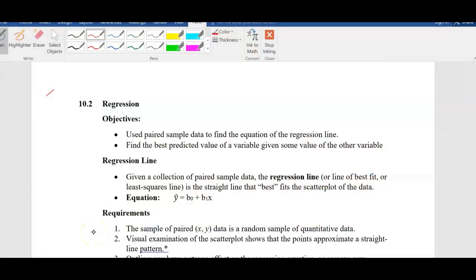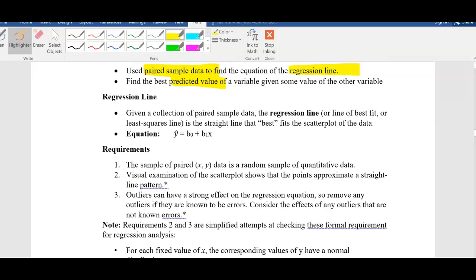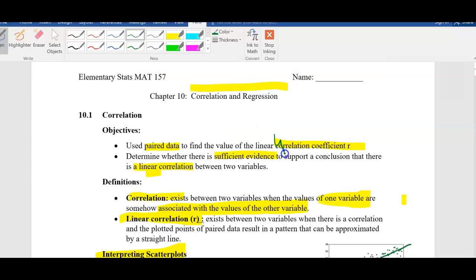Okay, when you're looking at regression, our objective is to use paired sample data. We're going to create the regression line, and then we're going to predict values off of this regression line. Now, if you remember, we had a paired sample. The regression line was always in the form of y. We wrote this a little different. Instead of b0 plus b1x, we wrote it in the form y.